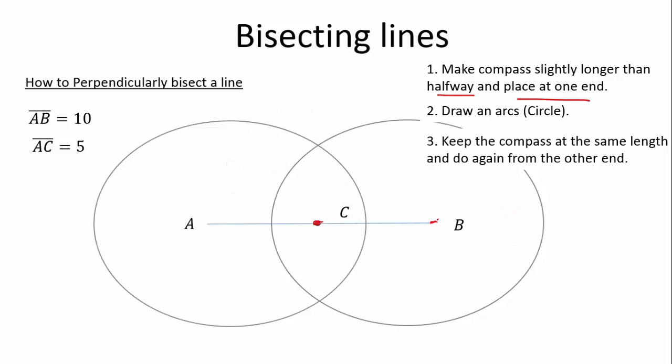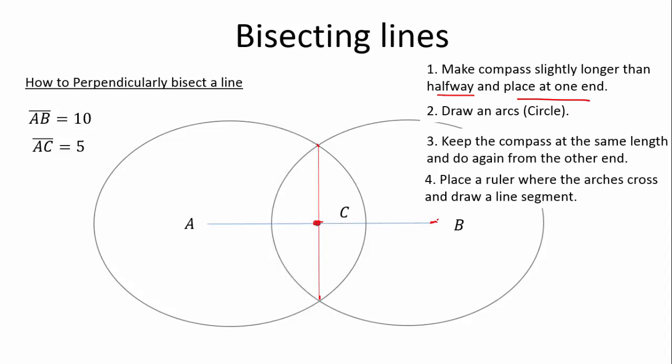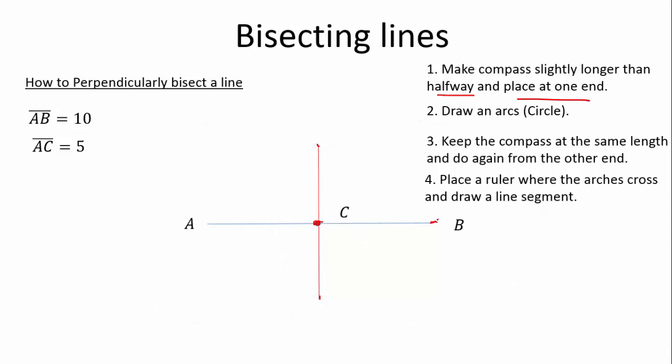Now you'll see that we're going to place a ruler across the arcs, these 2 points here, where the arcs cross. We're going to draw a line segment. And this is our line we're going to put here, right? Now, this is a perpendicular line. It's a bisector, so these are both the same lengths. These are equal lengths, and now we can see that this is a perpendicular bisector. We've drawn a straight line at a right angle, or 90-degree angle.